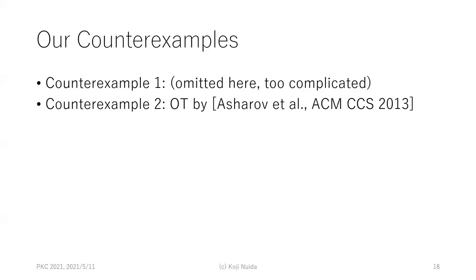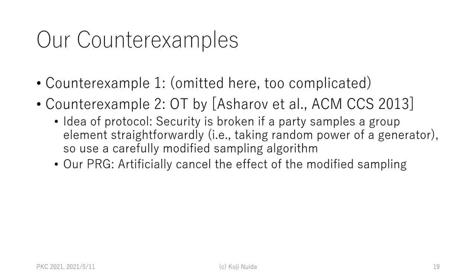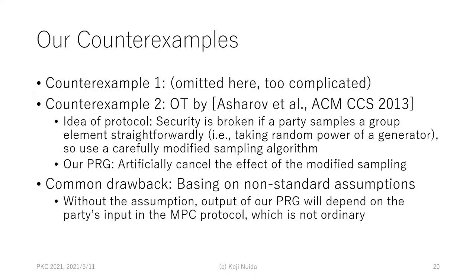I gave two counterexamples, but today I explain only the second result. The protocol is chosen from the literature. It is the oblivious transfer protocol by Asharov et al. in 2013. I skip the details, but the point is that a receiver in the OT protocol is supposed to randomly sample a group element in a certain tricky way to ensure the security. Now, our PRG is designed in a way that it cancels the tricky sampling and makes it a straightforward sampling. Therefore, the security is lost. We note that the computational assumptions for the two counterexamples are non-standard ones. One of the future research topics is to improve this point.